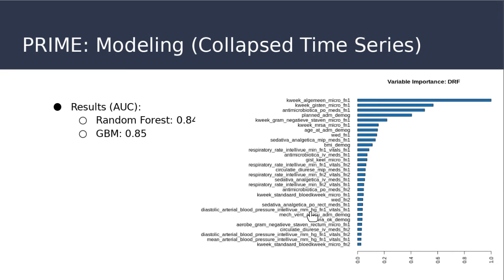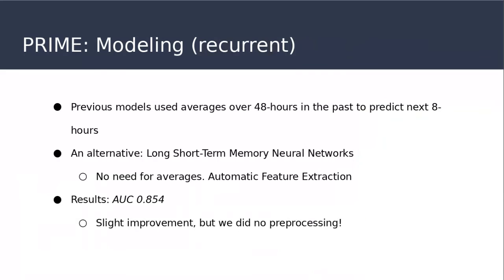But instead of taking averages and so on, could we do something better? So we thought about, okay, what we've done so far is take averages over 48 hours, right, and try to predict. Instead of that, why don't we use something that can actually use the time series as is? So let's turn to recurrent models. An alternative that was very popular also in the literature that Christian shared with us was the long short-term memory neural network. So this is a model that doesn't need us to calculate averages and so on. It does what we call automatic feature extraction.